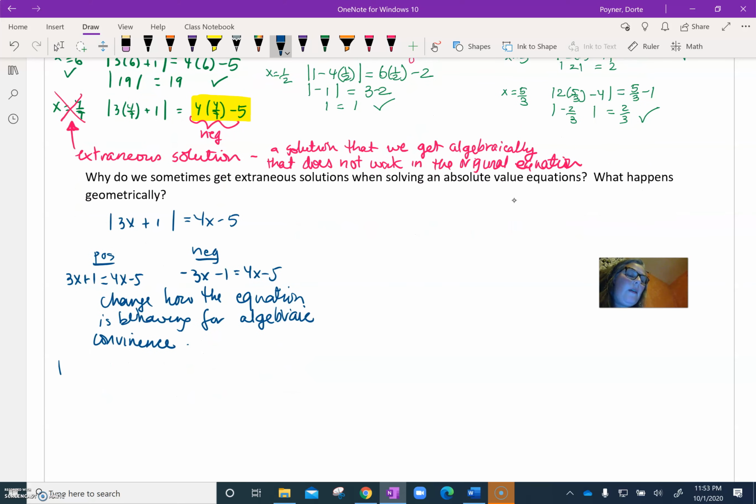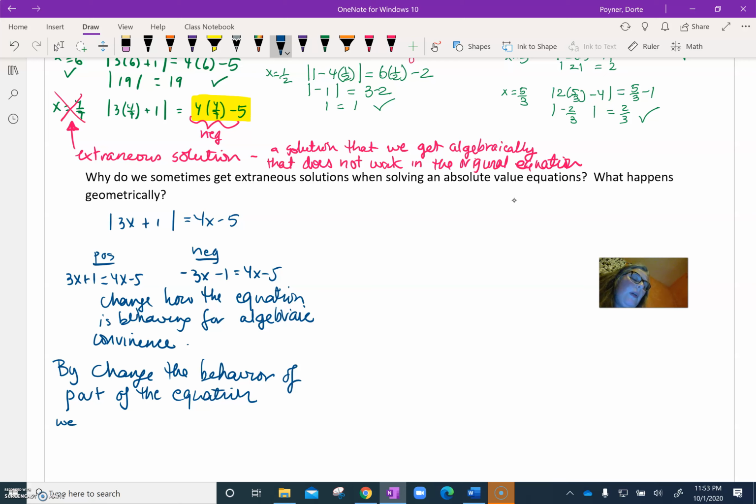So by changing the behavior of the equation, or of part of the equation, we can now potentially produce extraneous solutions.